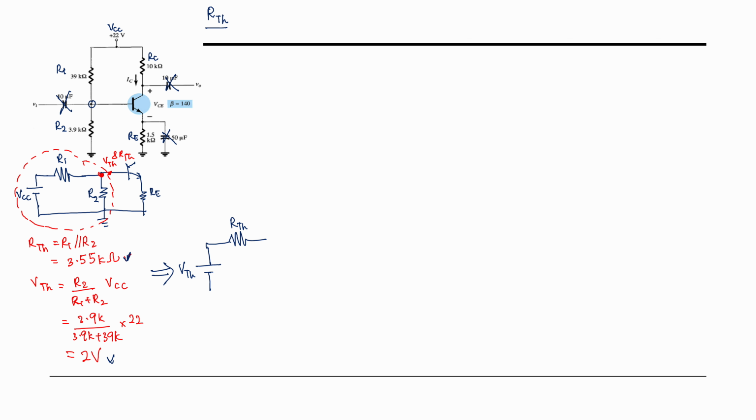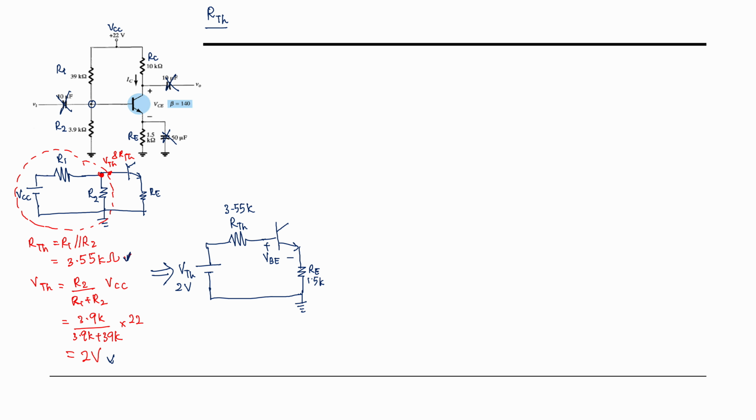Okay, and then it will go to the base. Here we're going to put the resistor, and this will connect it to ground. Across this we have VBE. Don't forget, this is your RE. RE is 1.5 kilo. RTH is equal to 3.55 kilo. VTH is equal to 2 volts.